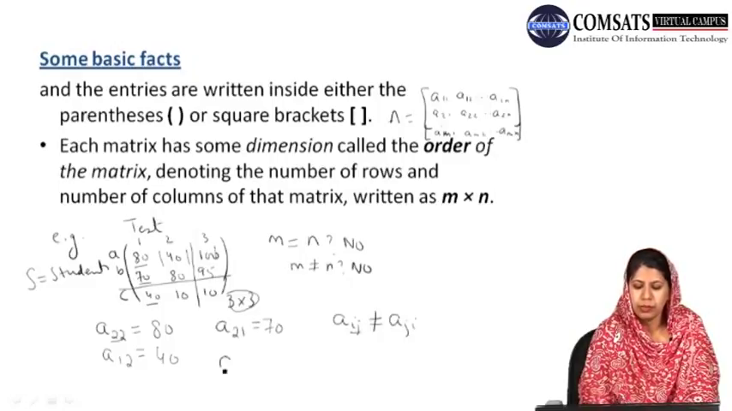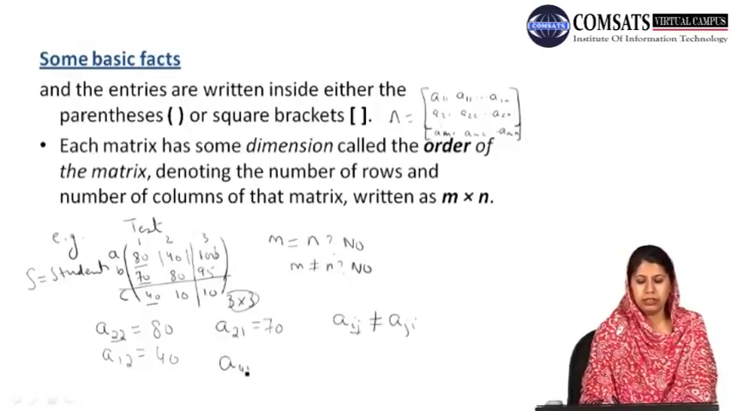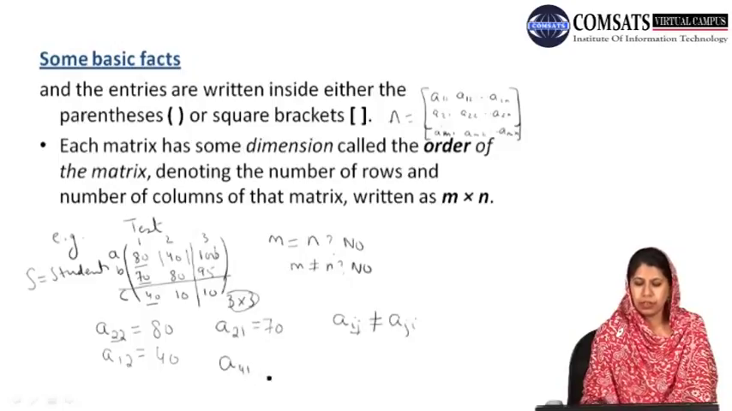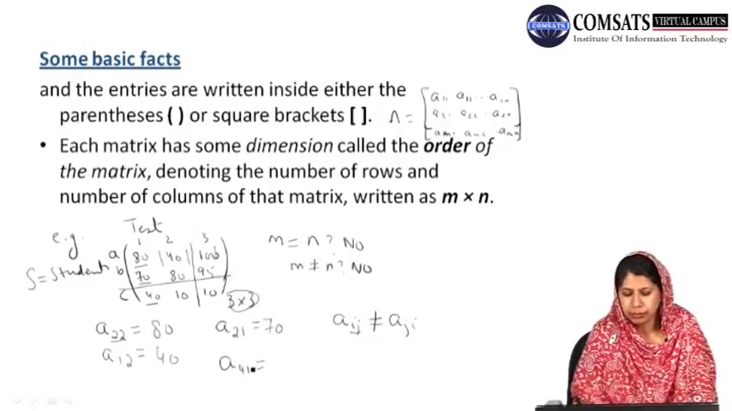Okay, so what will be the entry representing A41? A41 means we have to look in the fourth row and first column. First column we have, if we look at our matrix S, okay, but do we have any fourth row? No, we don't have any fourth row. So this entry does not exist in a matrix S of order 3 by 3 because there is no fourth row.